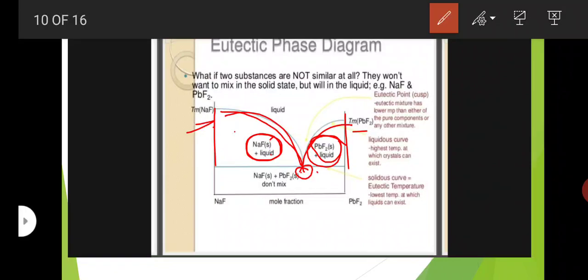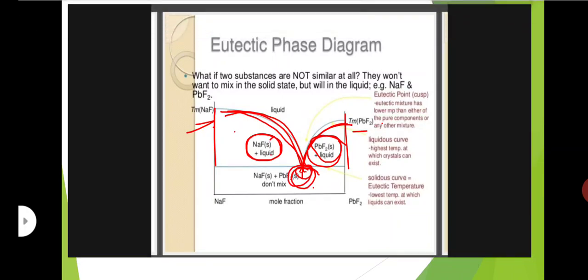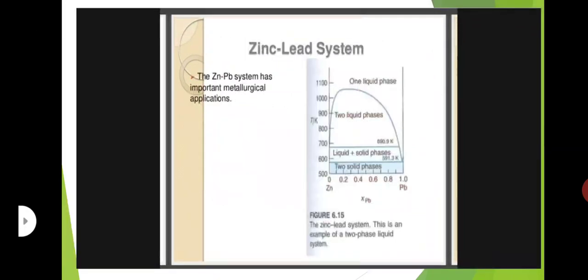Okay, this point is the eutectic point. Okay, this curve is showing the melting point of lead fluoride and this curve is showing melting point of sodium fluoride, and this is the eutectic point of both the mixtures.